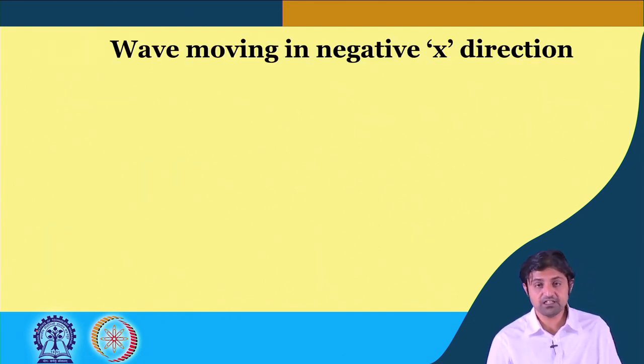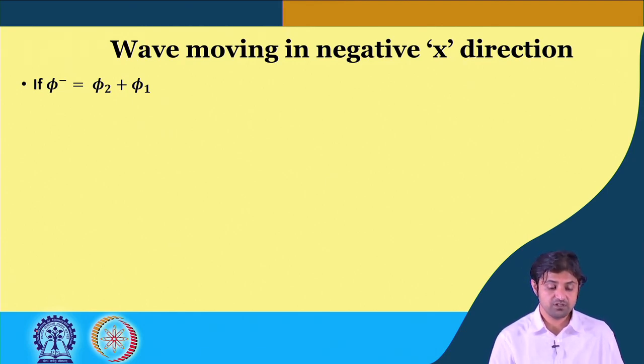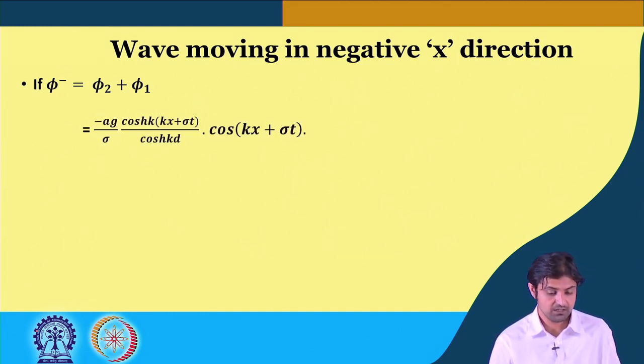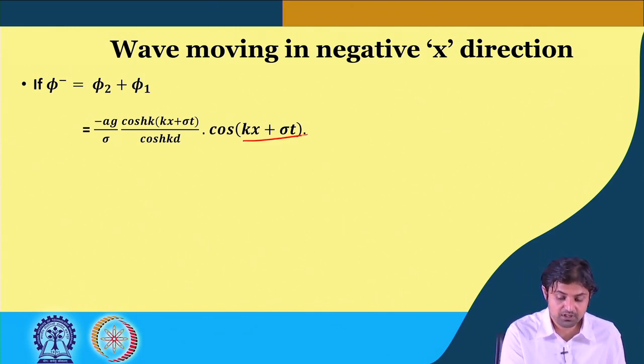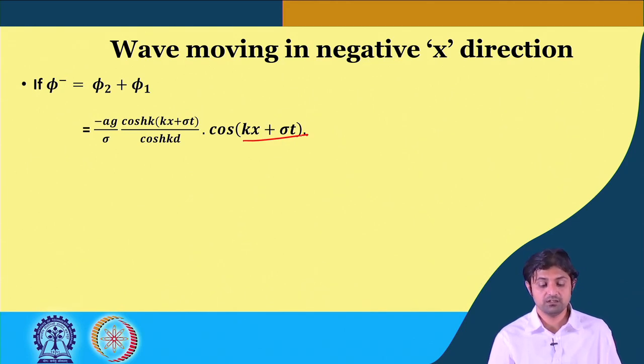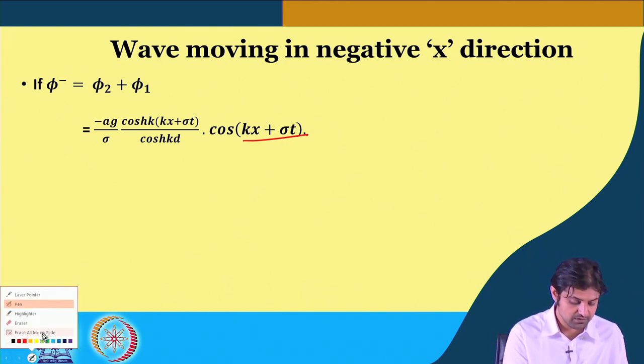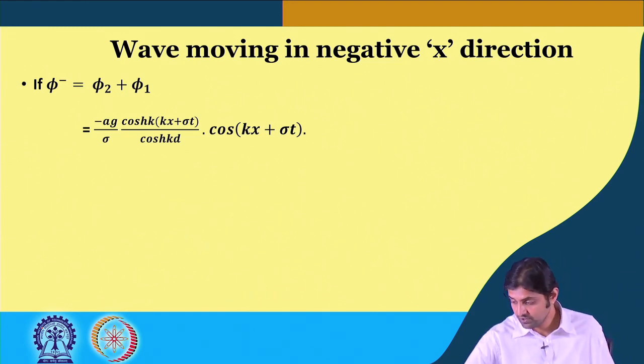Now, if there is a wave that is moving in the negative x direction, then we can simply write the velocity potential phi is equal to phi 2 plus phi 1, and then we will get, with a minus sign, minus Ag by sigma cosh k(z+d) by cosh kd, times cos of kx plus sigma t. So instead of kx minus sigma t, it becomes kx plus sigma t. So, this is a different waveform. All right.